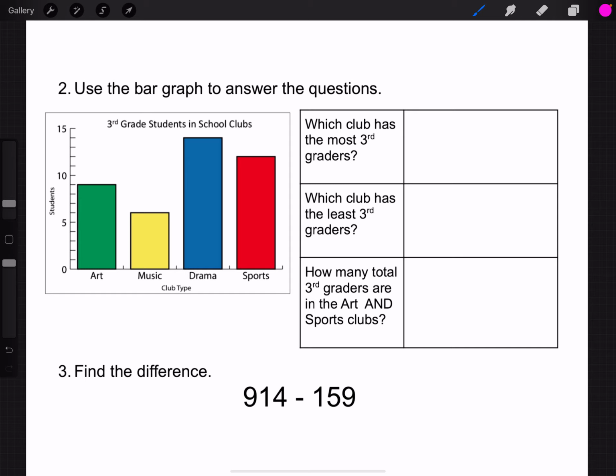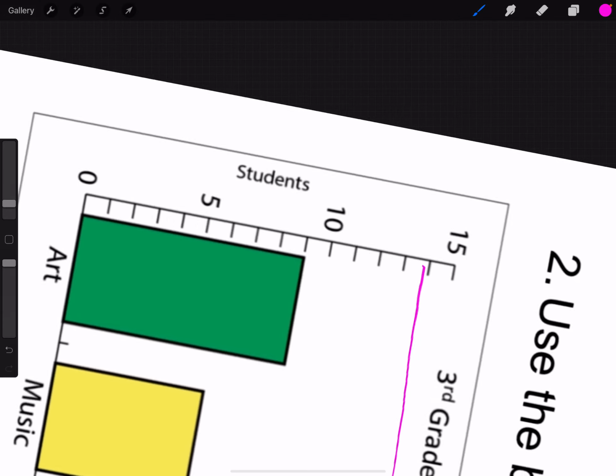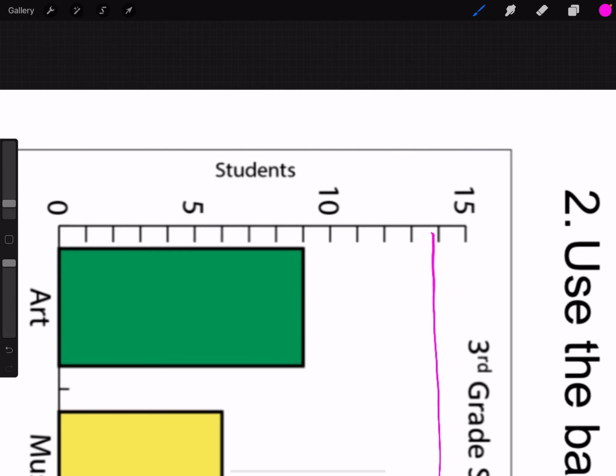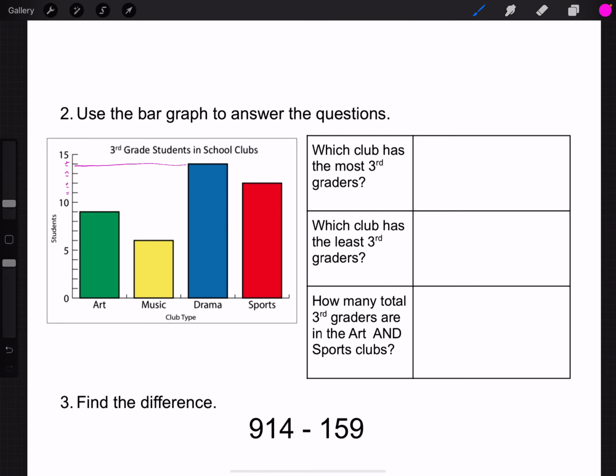The first one says, which club has the most third graders? We're going to go right to the top of the bar graph, and you might see students making lines, which is great because they can see where those line up, and then they need to figure out, this is a little bit like a number line. So I need to figure out that this must be 11, 12, 13, and 14. And so I can see drama has the most, and it would be 14.